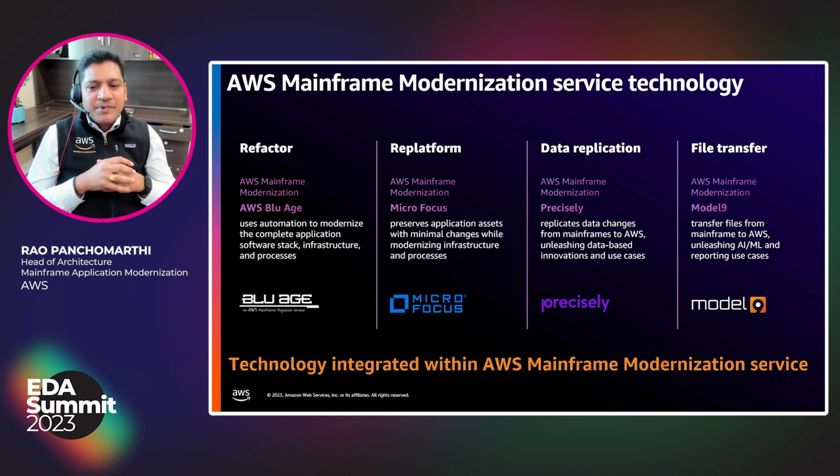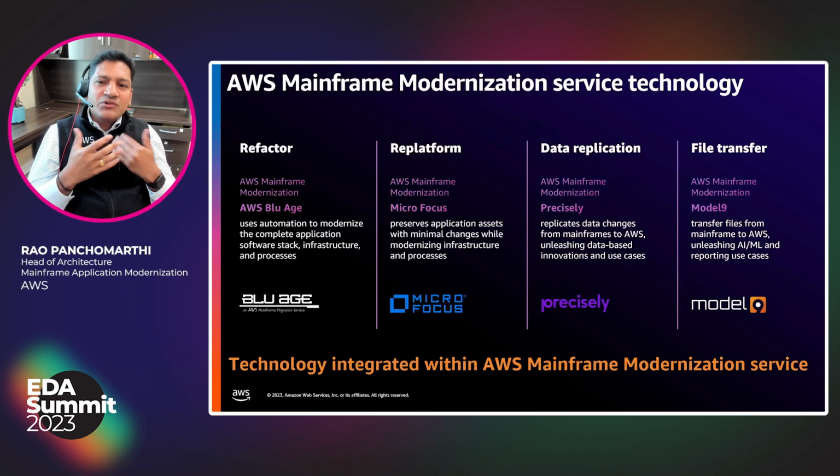So at AWS, we partnered with many of our tooling partners like Micro Focus, Precisely, and Model9. We are integrating that directly out of the box into the AWS Mainframe Modernization service. We acquired Blu Age as our refactor partner, and now Blu Age is an AWS tool, which is now tightly integrated into the AWS Mainframe Modernization service. This enables our customers to remove all the undifferentiated heavy lifting and quickly migrate into the AWS platform without having to worry about all the integrations, which come out of the box.